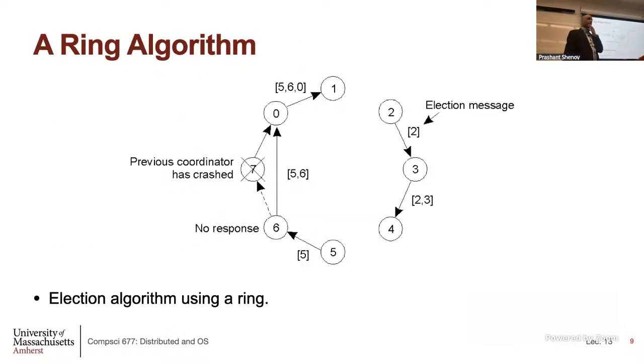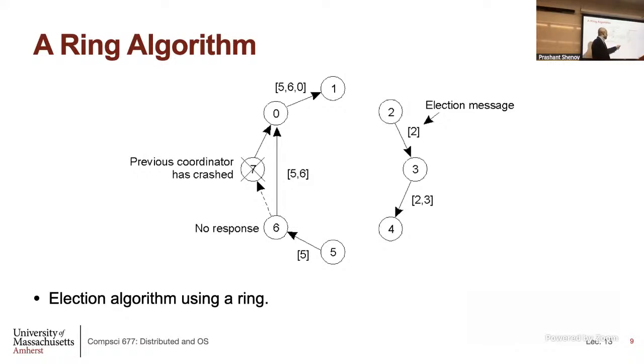Okay. So here's a picture to show the same scenario as before, right? So 0 through 7 are the nodes. In this case, we just arrange them in a logical ring. Okay. 7 has crashed. So you see that 5 has initiated the election. You'll see 2 also detected the node failure of the coordinator and started the election.